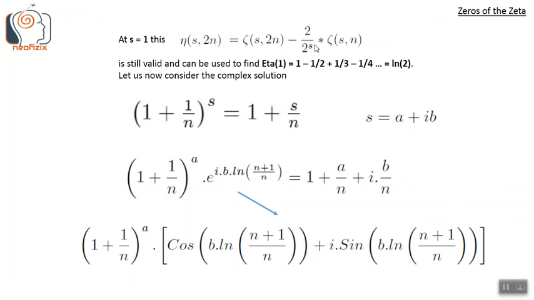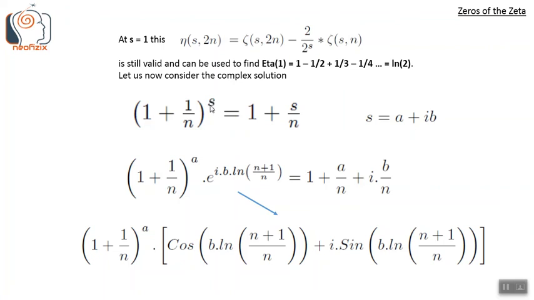So at s equals 1, what still works is the original definition, that original relationship that we found between eta and zeta. This still holds, and using this we can find that eta 1 is natural log of 2, as we did in the earlier part of the presentation. So the real solutions for this equation do not work. So let's consider the complex solution.